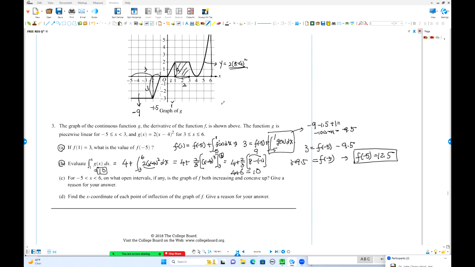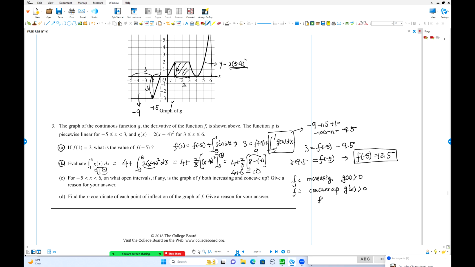So if the graph of g is both increasing and concave up, what is f? Is the value of f increasing? Yeah, increasing by its derivative, right? F prime is g of x, what is it? Positive, right? That is increasing, isn't it? F is concave up. Concave up, what is that? Second derivative, right? G prime is the second derivative, it must be positive, right? Okay?